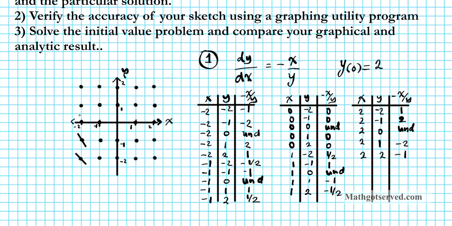It's undefined, so we're just going to have a vertical line here. And wait a minute, we might as well graph all of them, because we know when y is 0, we have vertical tangent lines everywhere there. So all of this, we have a vertical line there. We weren't given a point here, so let's ignore that. We have a vertical line here, and then we have a vertical line there also.